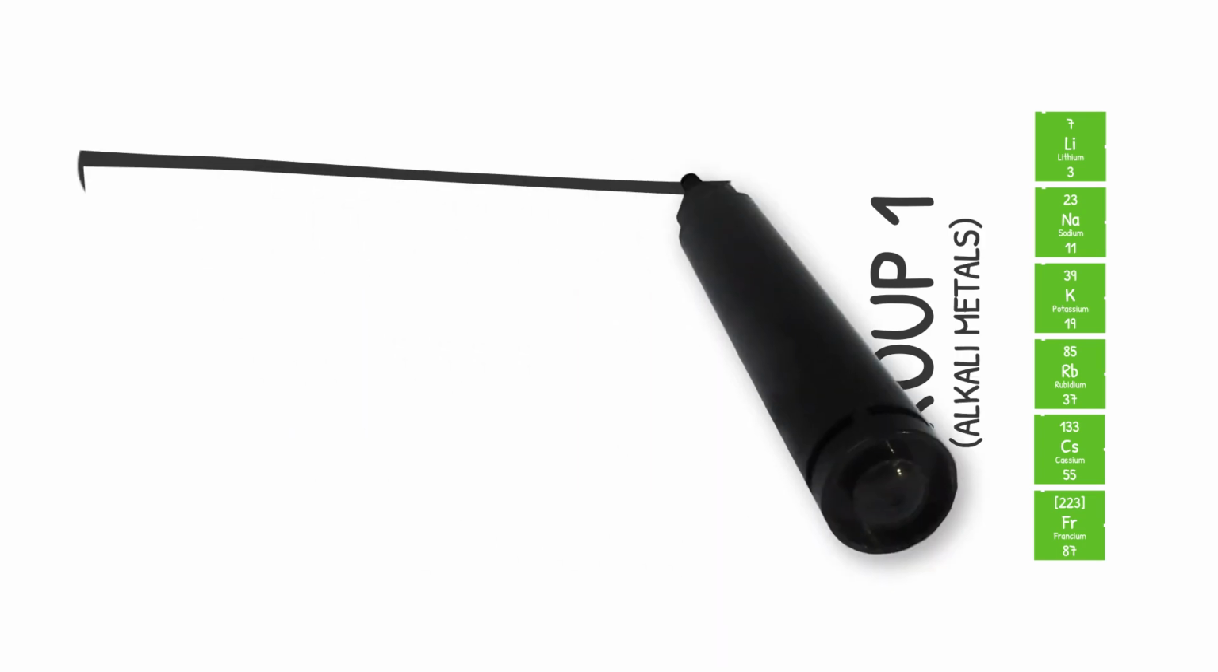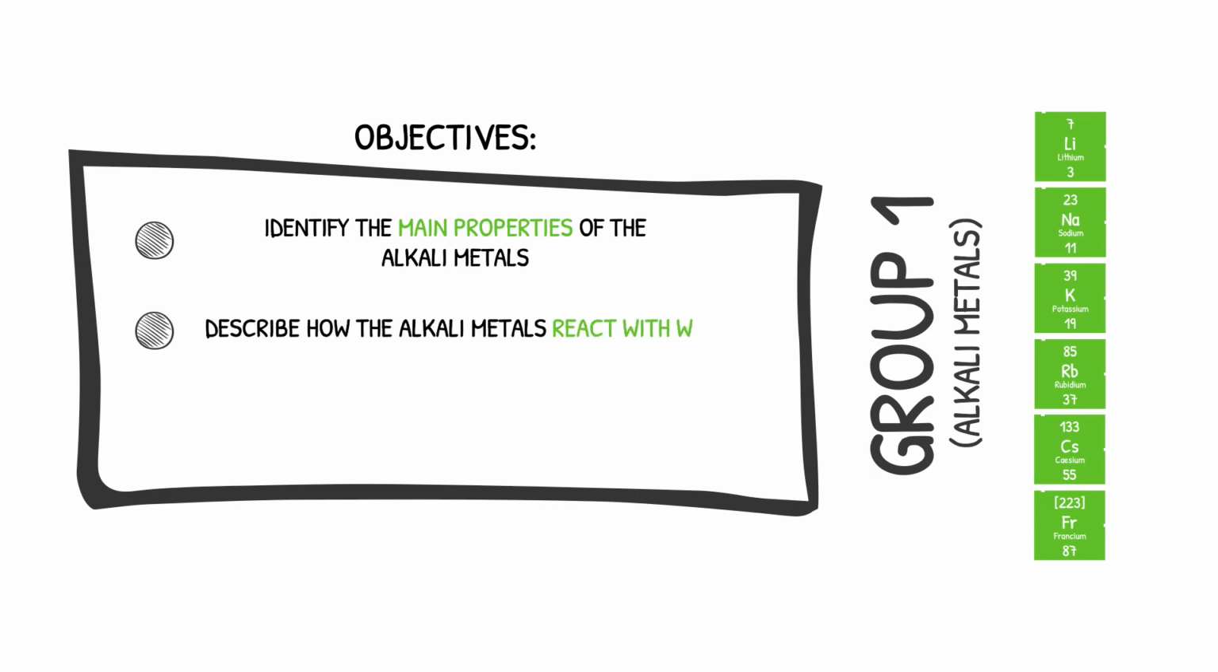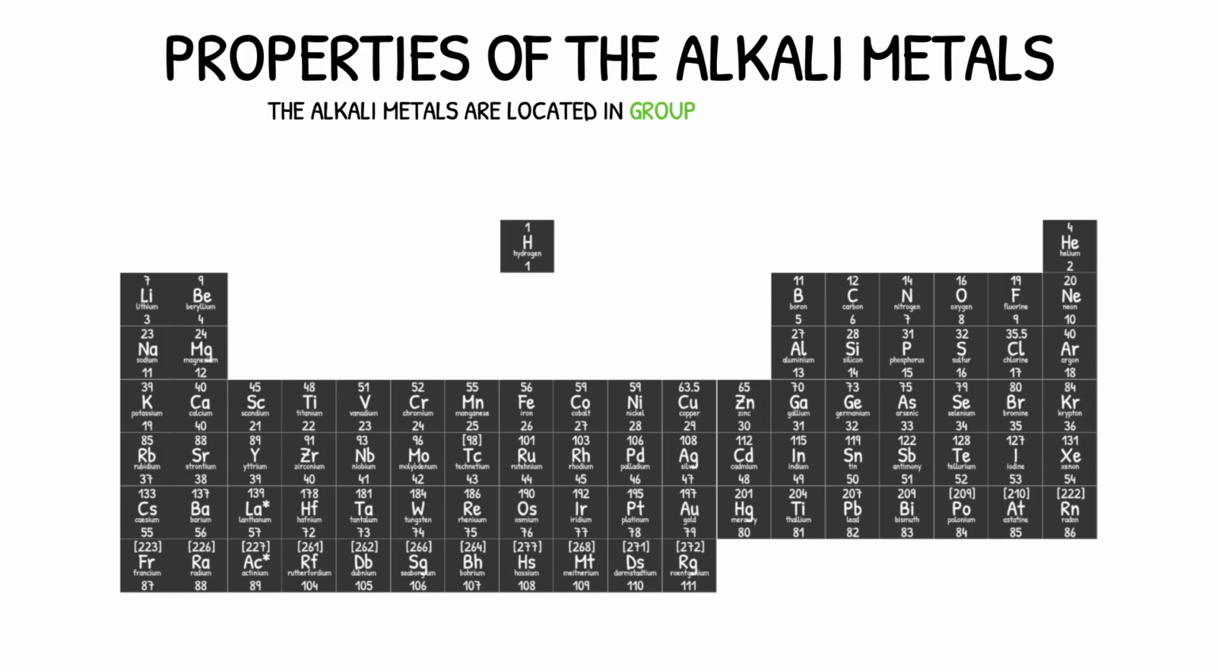In this video, we are looking at the group 1 elements, commonly referred to as the alkali metals. By the end of this video, you should be able to identify the main properties of the alkali metals, describe how the alkali metals react with water, and explain the different reactivities of the alkali metals. So, let's go.